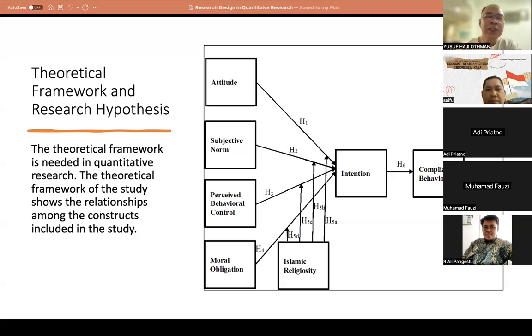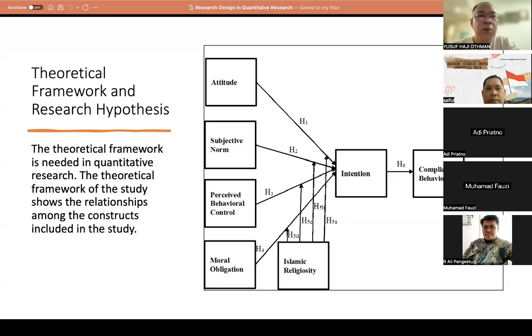Therefore, we say this study has the following hypothesis. H1, attitude has a significant and positive influence on the intention to pay income zakat among the respondents. Yeah? For example, in this case, among the school teachers, among the Muslim school teachers. So that's how we develop the hypothesis.